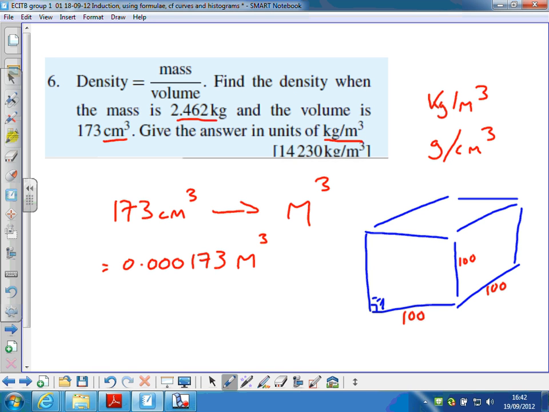Next time we'll talk about using the idea of engineering notation and standard form to speed up this process. But for now, you just got to divide by 1 million, shift the point back 6 places, and now you should get the right answer, okay? So that's something to watch for, units. While I've got your attention, are there any more questions on that?